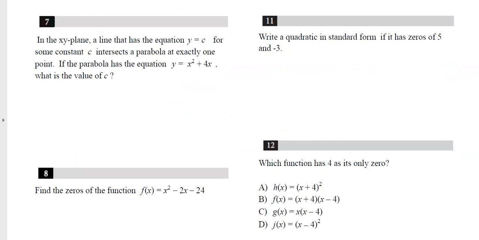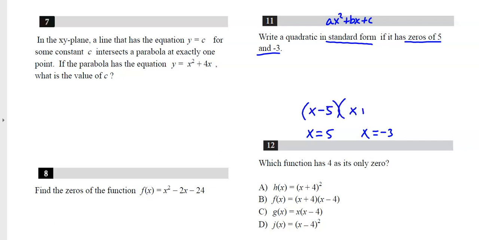Number 11, write a quadratic in standard form. So we need to put it in this form if we know the zeros. So it's kind of like working backwards. So say we know the answers, x equals 5 and x equals negative 3. Well, we can work backwards just like what we just did. So the zeros being these, the factors must have been x minus 5, and the other factor must have been x plus 3. All right? So these are the zeros.